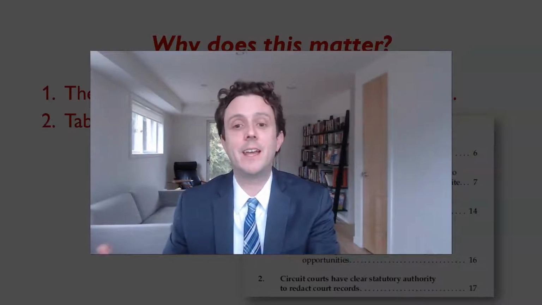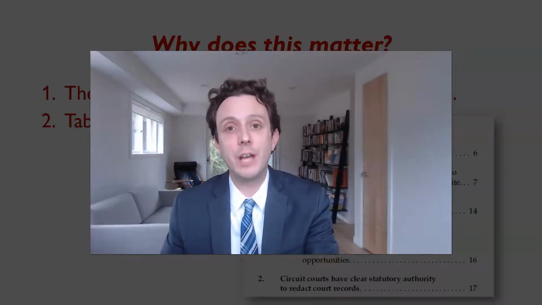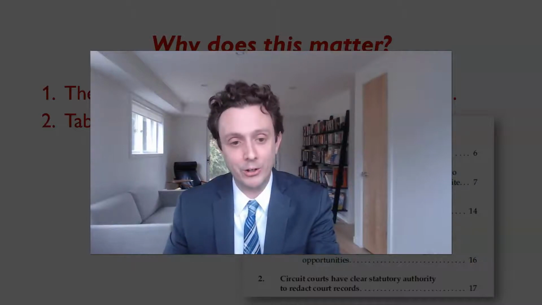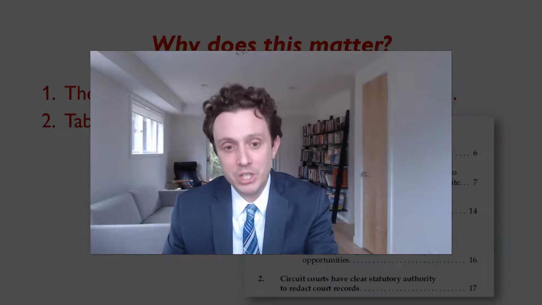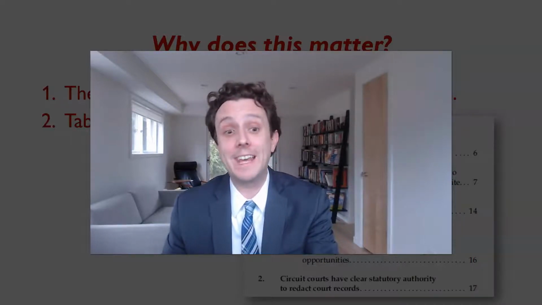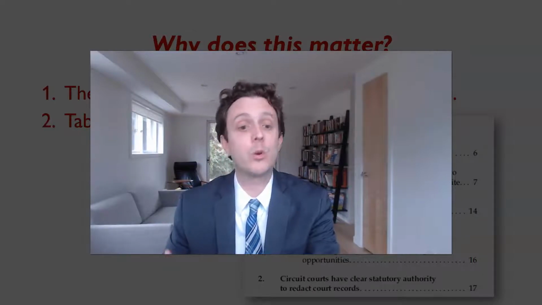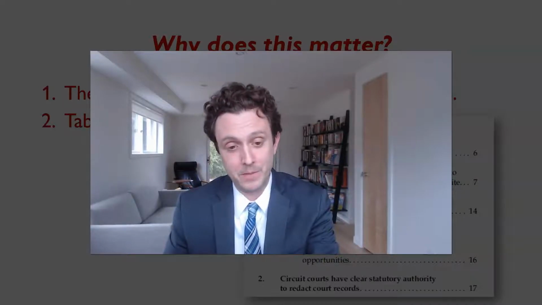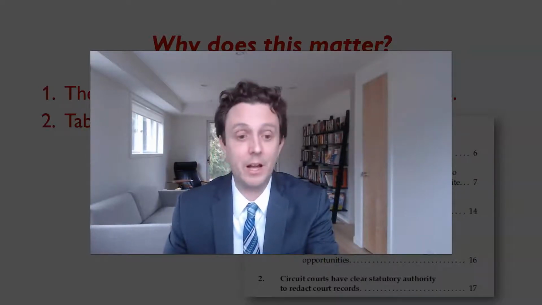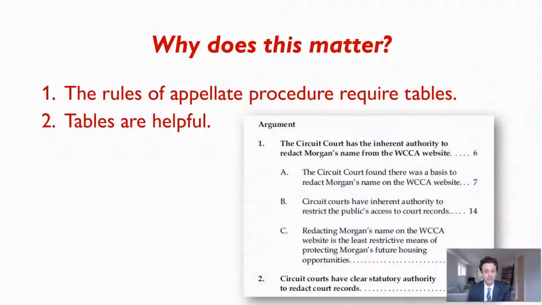The tenant then asked the circuit court to redact her name from the online court record because she was concerned that future landlords would look her up, see the eviction action, and then hold that case against her. The circuit court ended up holding a hearing. It found that there were reasons to justify redacting the record, but the court concluded that it lacked the authority to do so. So her name remained visible on the online record, and the tenant appealed.